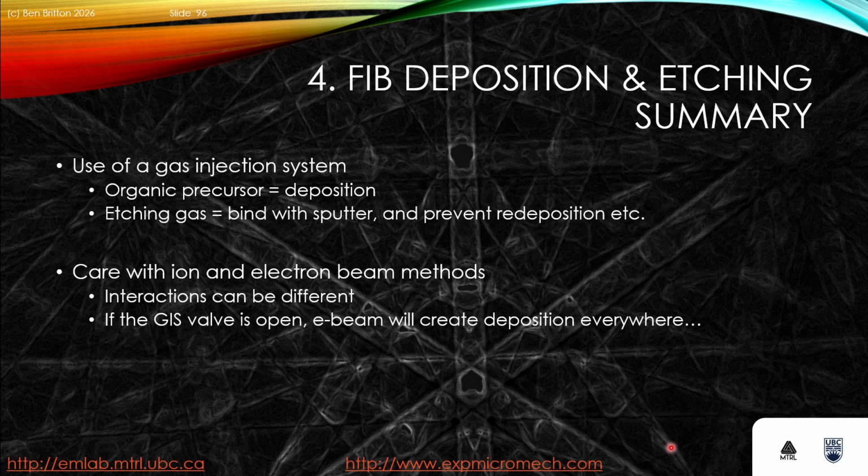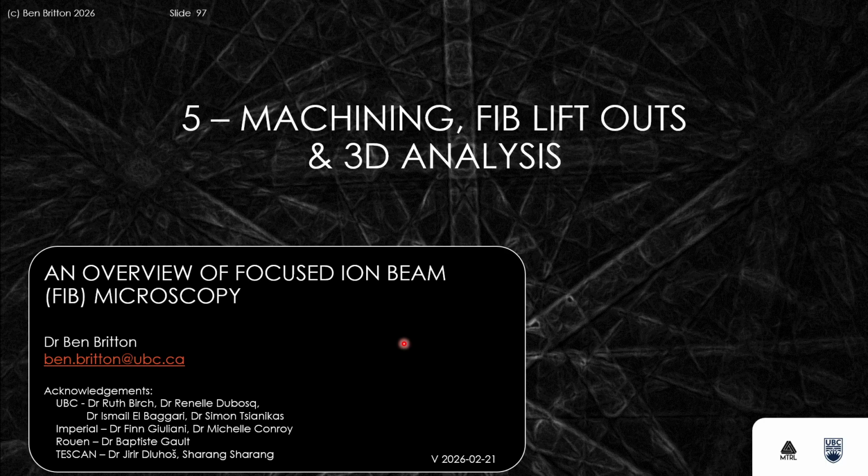So, hopefully from this lecture 4, I've highlighted that the gas injection system can be used to introduce an organic precursor for E-beam or I-beam based deposition. We can also use an etching gas that binds with the sputter to reduce redeposition. And effectively, we're going to have some care with the ion and electron beam methods. We're going to worry a bit about the interactions for certain cases. And one of the important aspects, if the GIS valve is open, is to recall that the electron beam will deposit everywhere in that system. So with that, we conclude lecture 4, and the next lecture will be looking at machining, FIB lift out, and 3D analysis.